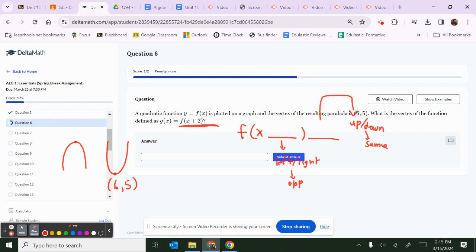You're going to subtract your x. So again, this is your x, this is your y, and I'm subtracting my x by 2. When I subtract my x by 2, 6 minus 2 is 4, and my y is going to stay the same. So my answer would be parentheses 4, comma 5.